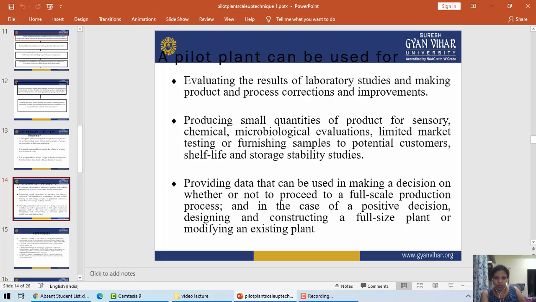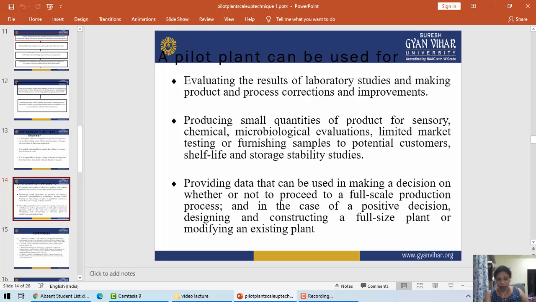Then shelf life and storage stability studies, providing data that can be used in making a decision on whether or not to proceed to a full scale production process, and in case of a positive decision, designing and construction of a full size plant or modifying an existing plant, are the main uses of this type of pilot plant scale up.